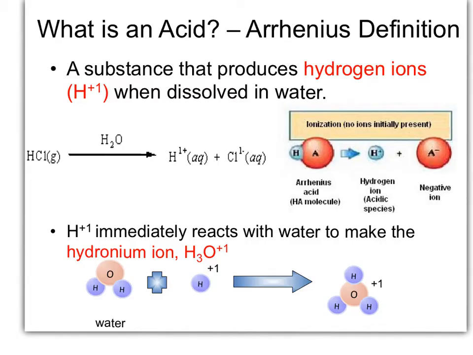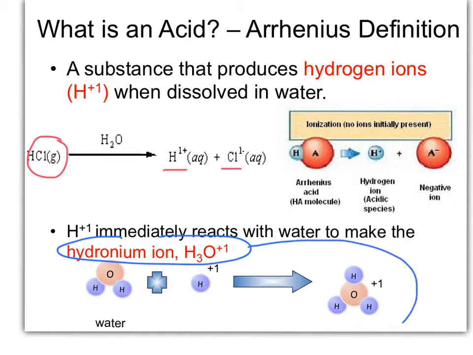There are several definitions of an acid. Arrhenius defines an acid as a substance that produces hydrogen ions when dissolved in water. If we take a look at this formula right here, HCl, you will notice that when it is dissolved in water, it breaks apart into the hydrogen and the chloride ion. Immediately, that hydrogen ion reacts with water to form the hydronium ion, as seen in this picture right here. That hydronium ion represents an acid.